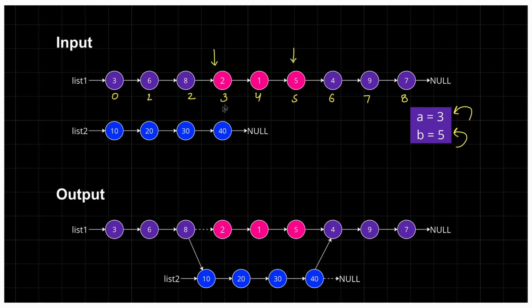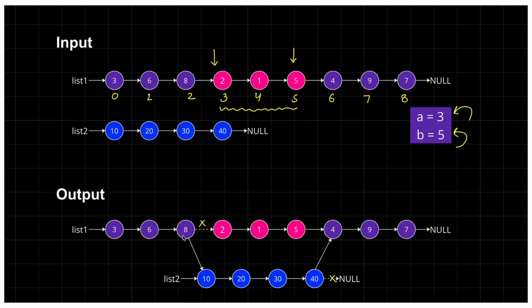So eventually what will happen? All these 3 nodes will be removed, and this 8 will connect to this 10, and this 40 will connect to this 4. That means 3, 6, 8. Now we will cut this point and make sure that 8 will start pointing to the head of list 2. Similarly, 40 was earlier pointing to null, so instead of pointing to null, we will make sure this 40 starts pointing to this 4.